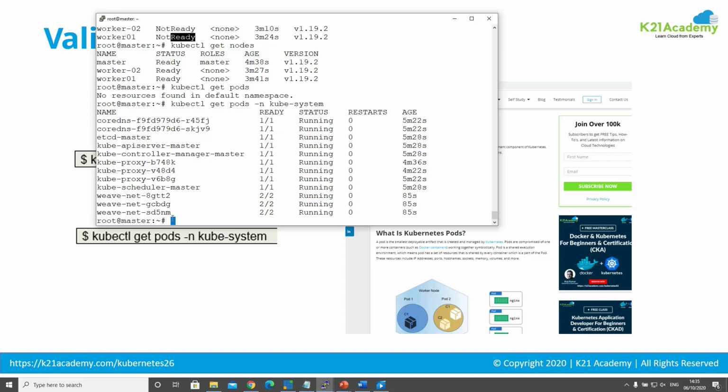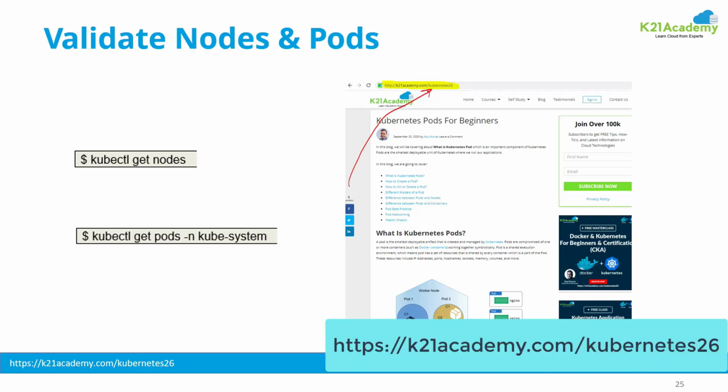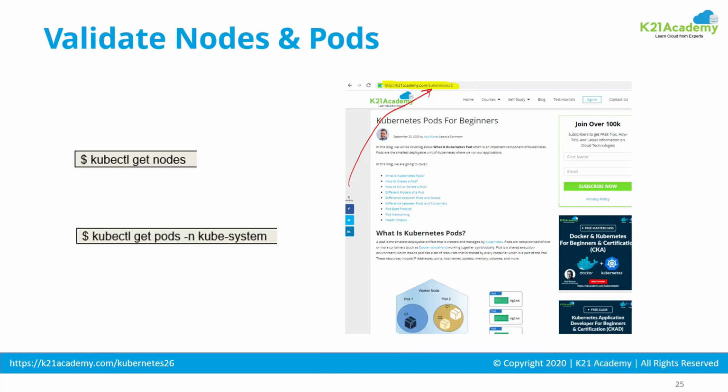which are basically the master node components running inside a pod. Now, what is a pod? I've done a detailed post about what a pod is and how you deploy pods. And in future, we might create some labs on creating pods. You can check everything about pods by going to K21Academy.com/Kubernetes26. So that successfully completes your installation of a 3-node Kubernetes cluster.